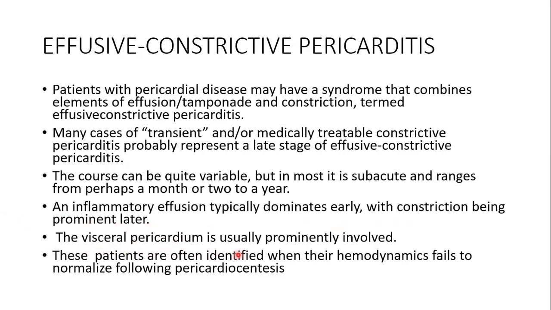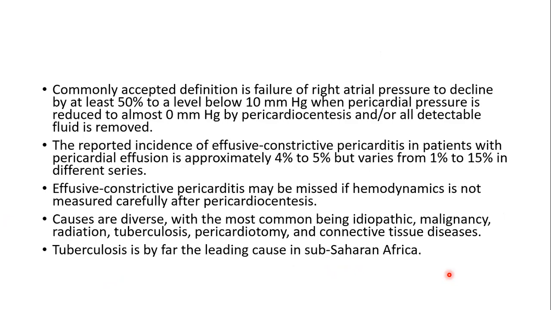So the visceral pericardium is usually prominently involved, and these patients are often identified when their hemodynamics fail to normalize after pericardiocentesis. So they do pericardiocentesis for patients, and the hemodynamic situation still fails to resolve. The commonly accepted definition is failure of right atrial pressure to decline by at least 50% to a level below 10 millimeters of mercury when pericardial pressure is reduced to almost zero by pericardiocentesis, and all detectable fluid is removed. Okay, so the reported incidence of effusive constrictive pericarditis in patients with pericardial effusion is approximately 4 to 5%, but it can vary from 1 to 15%.